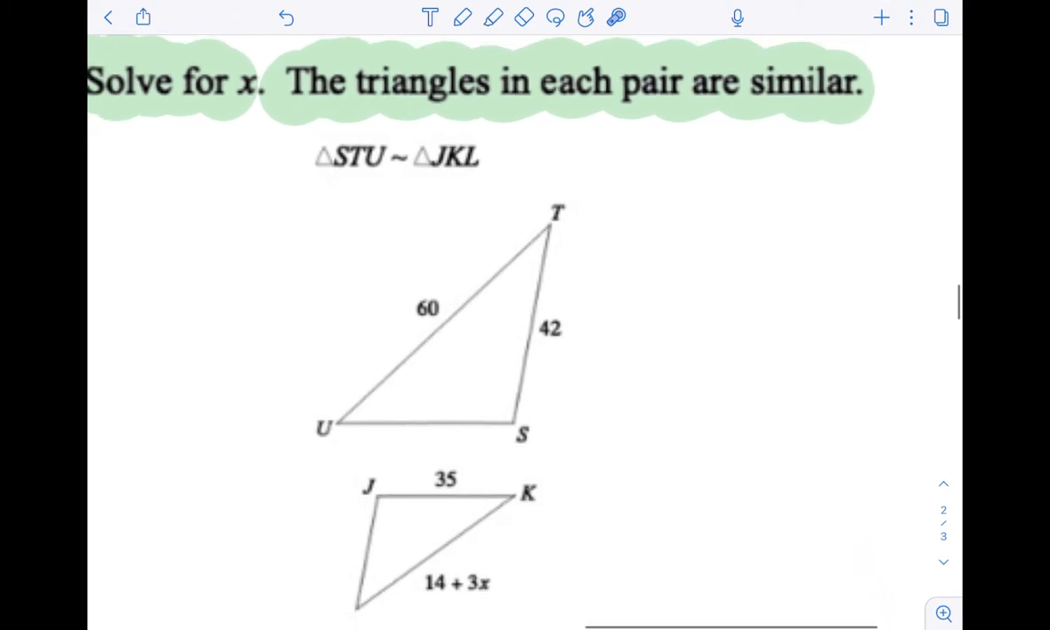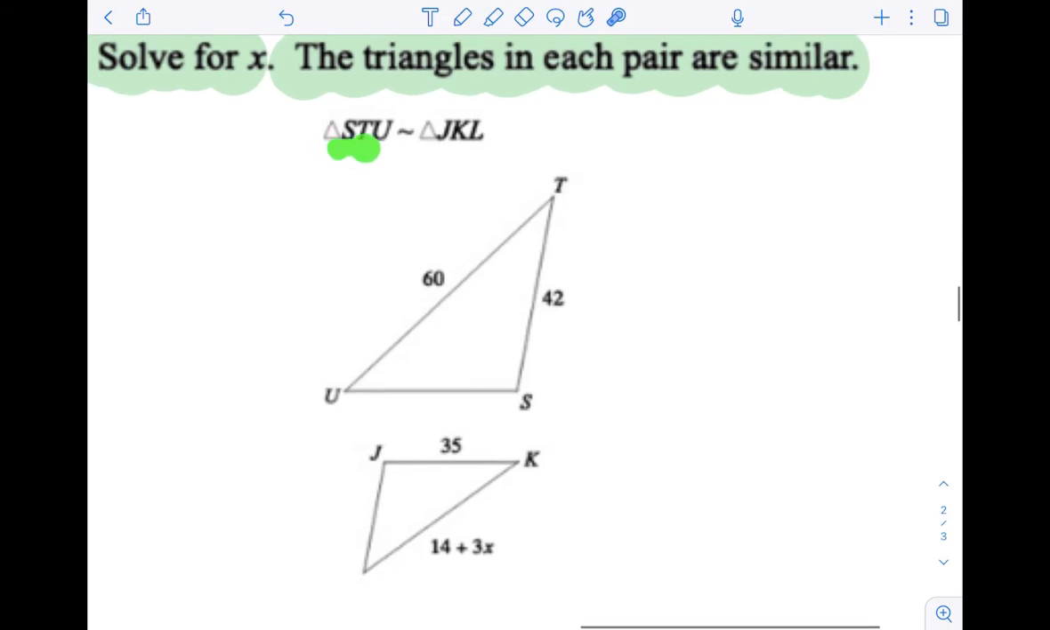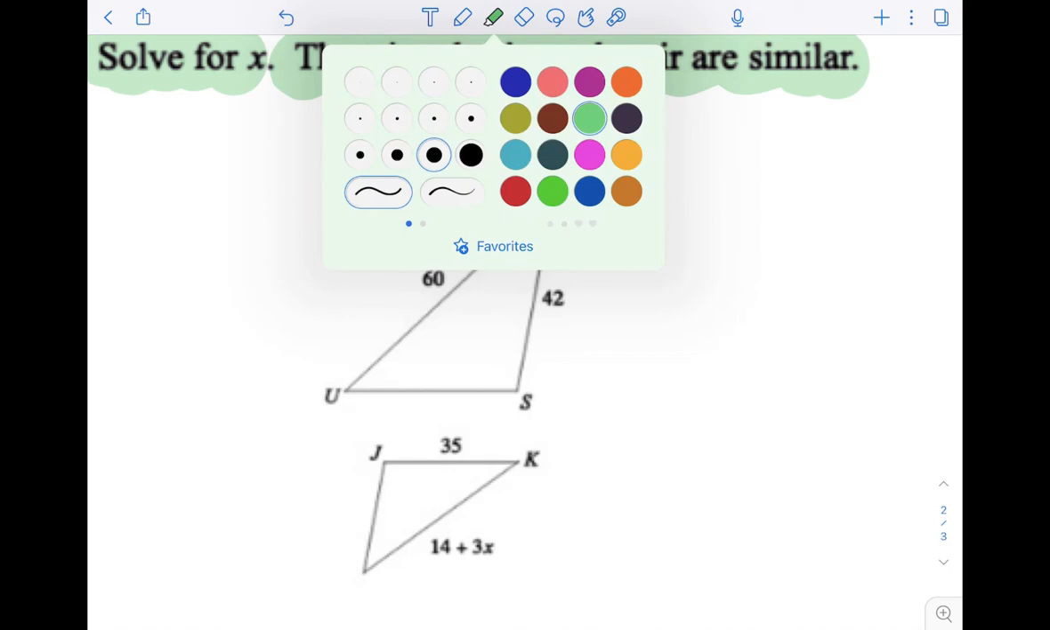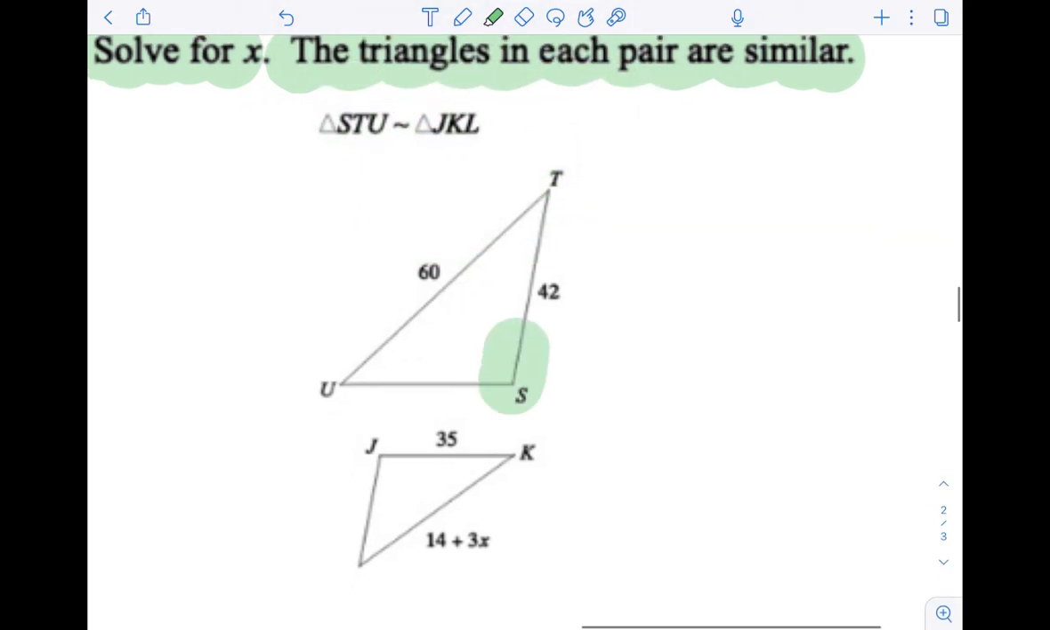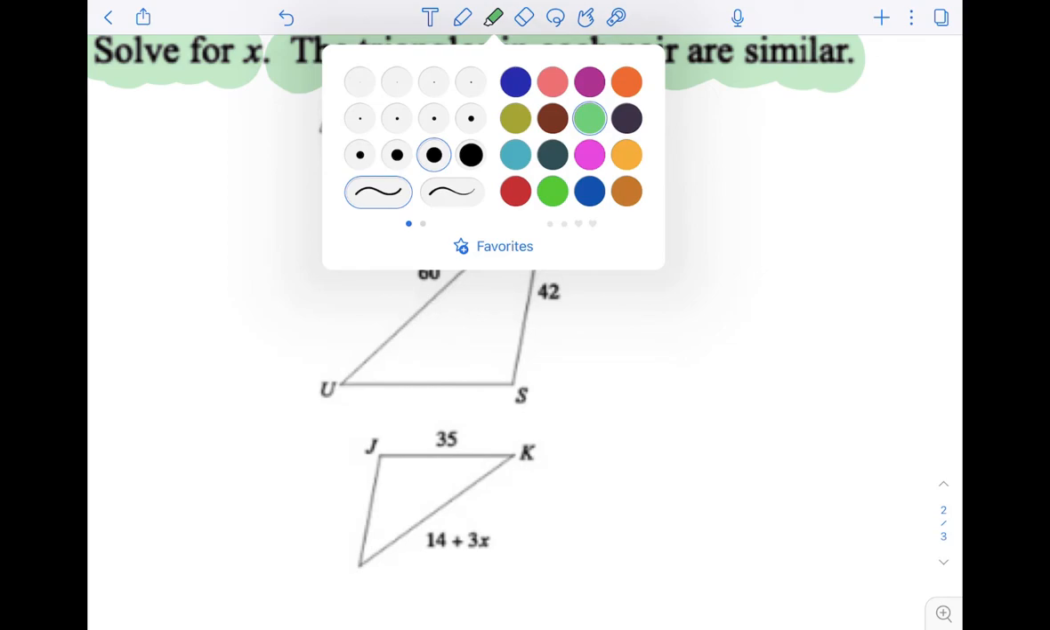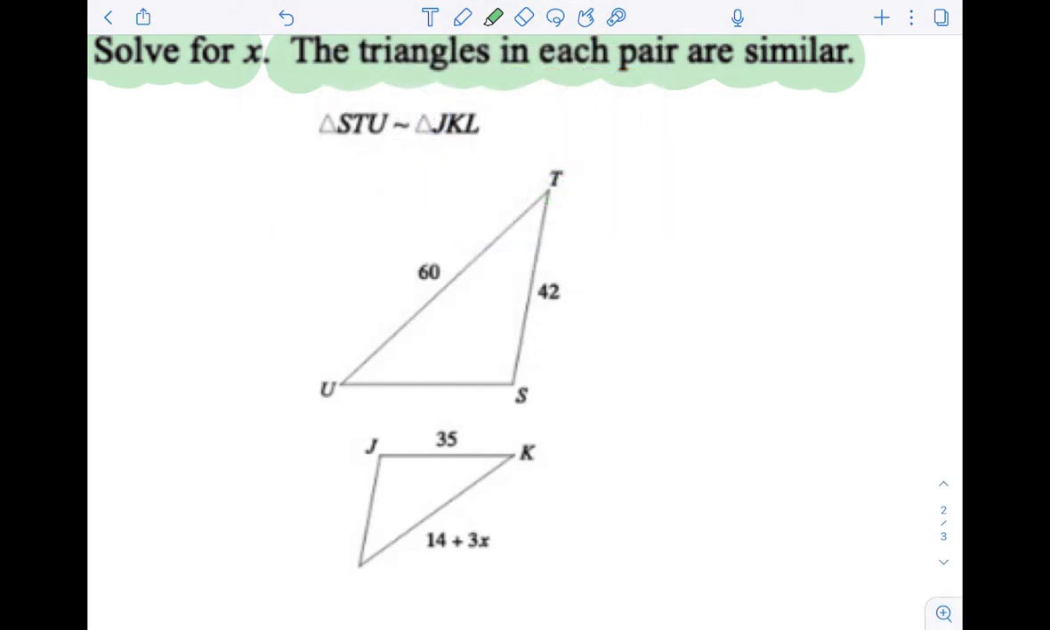Let's follow the order. Same thing that we did in the first example. S to T, okay? So let's go with this green here. S to T is similar to S to T, first to second, J to K. Look at that. Okay. Let's do the second two. T to U is similar to K to L.